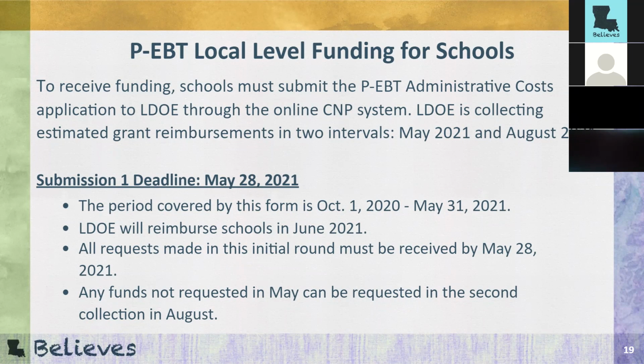So the first deadline is May 28th, and the period of this reporting is for October 1 of 2020 through May 31st of 2021. We're going to start reimbursing schools in June, and then all of these requests must be submitted no later than May 28th of 2021. So any funds that are not requested in this May collection can be included in the August collection.